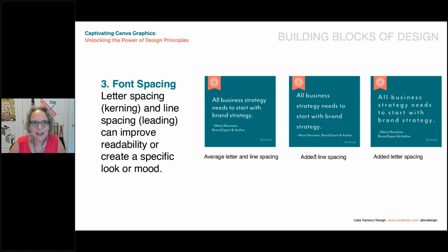And then next we have font spacing. So this is how the letters are spaced out, and then how the lines are spaced out. In the design world, we call this kerning and leading. And in Canva, it's indicated as letter spacing and line spacing, because those design terms are a little bit hard for people to remember if you didn't learn them in design school. So you can think of it as letter spacing and line spacing.